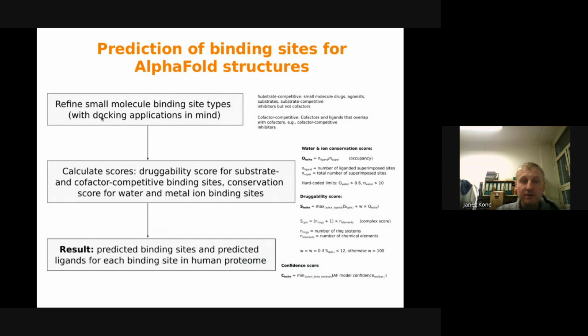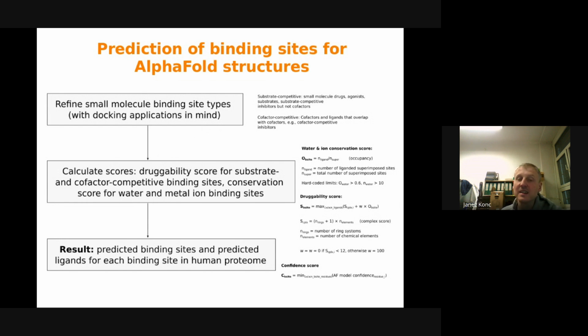I'm not going to go into detail. We then refine small molecule binding sites into substrate competitive binding sites and cofactor competitive binding sites. We calculate different druggability scores for substrate and cofactor competitive binding sites. Druggability scores tell you how amenable, how good a binding site is for drug discovery. So a binding site with a high druggability score, we are going to try to use for drug discovery, and the one with a low druggability score, we are going to maybe use later for drug discovery when we don't have better options yet.